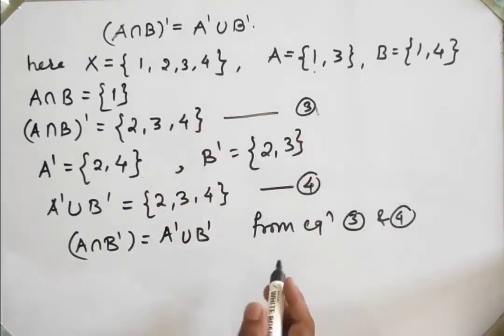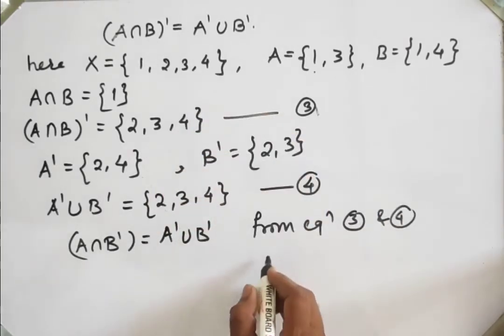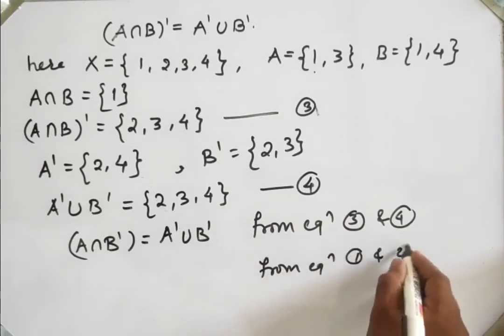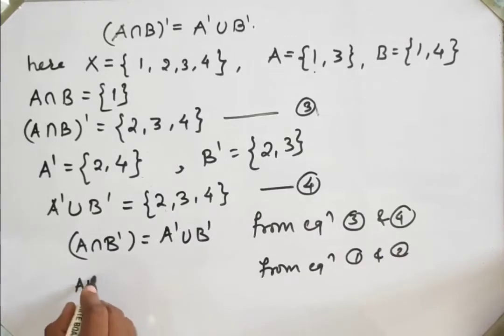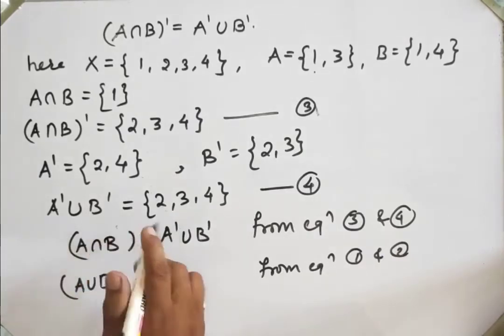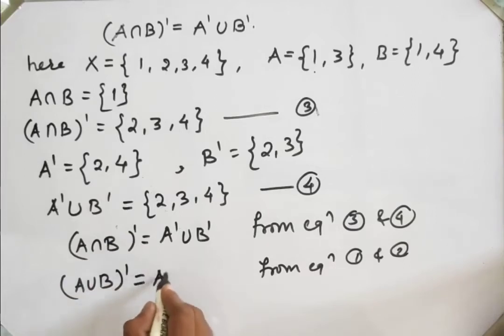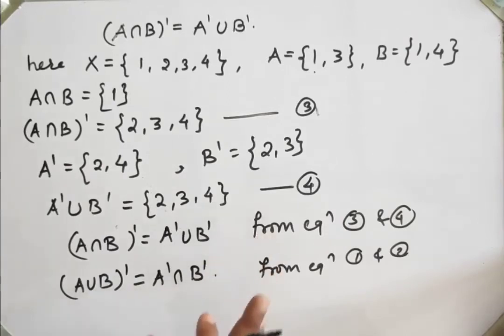And from the previous page, from equation 1 and 2 what do we get? A union B complement is the same as A complement intersection B complement. So this verifies De Morgan's law.